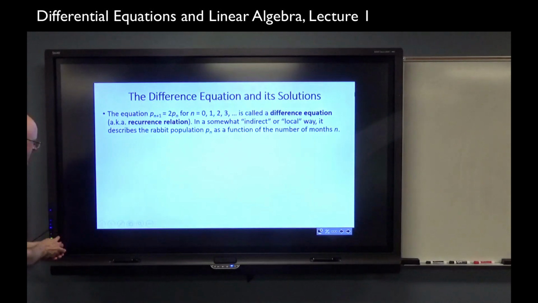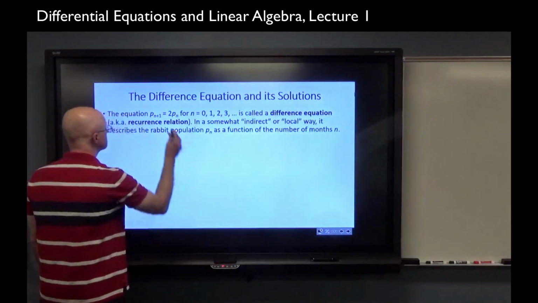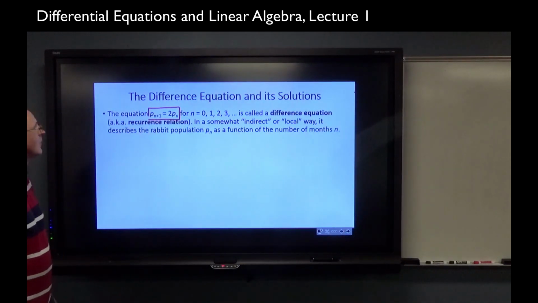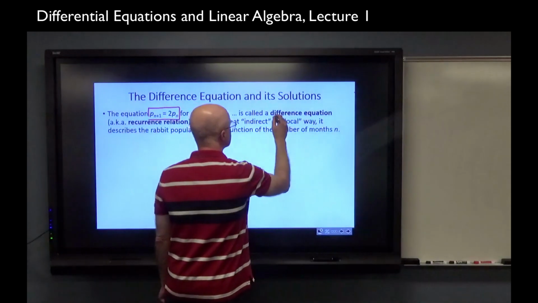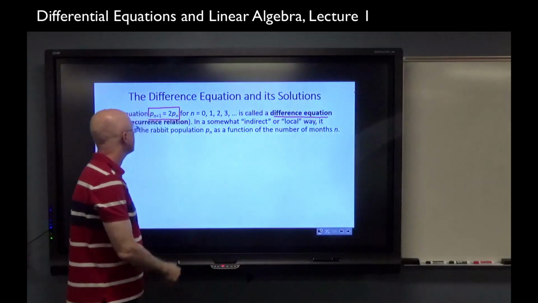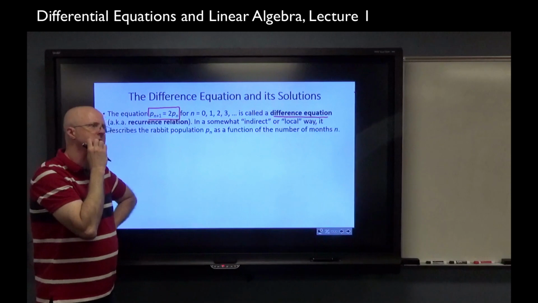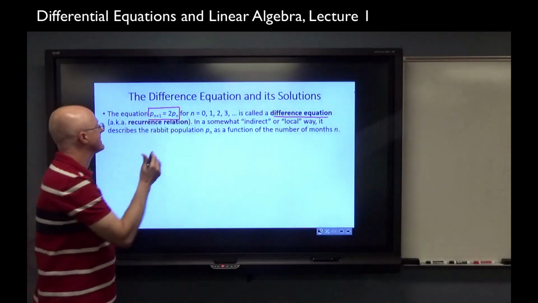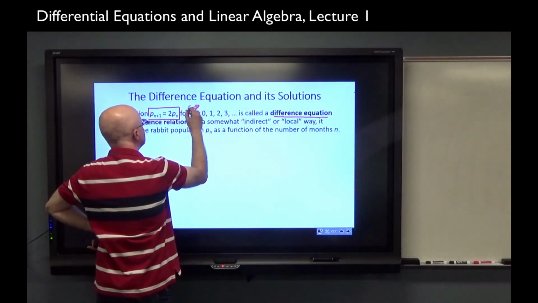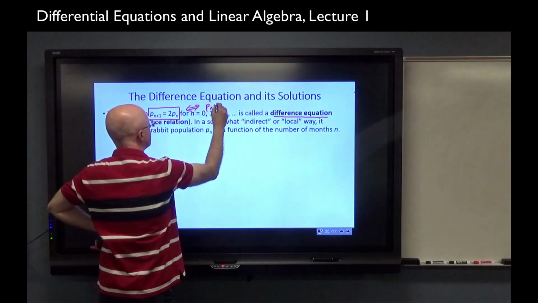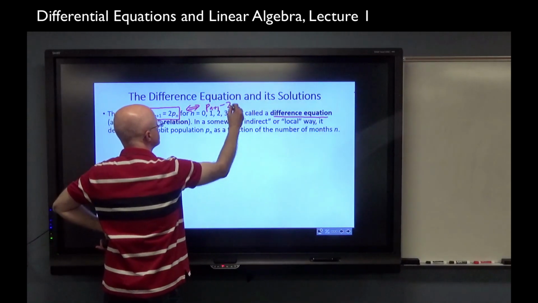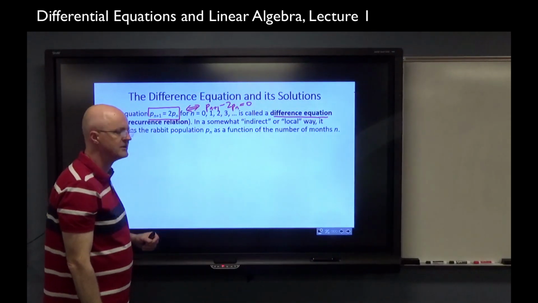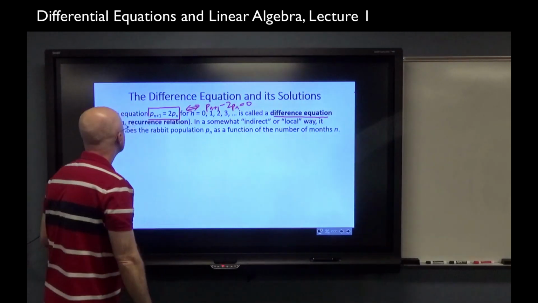This equation right here, P sub n plus 1 equals 2 times P sub n, where n is 0, 1, 2, 3, etc., is called a difference equation. Now you might scratch your head and wonder, why is it called a difference equation when there's no differences in it? Well, sometimes people write it with a difference. It's equivalent to, if you subtract 2 P sub n from both sides, you get this. And there's a difference. So that might be one reason to call it a difference equation. Maybe it's not a good enough reason, but we'll go with it.